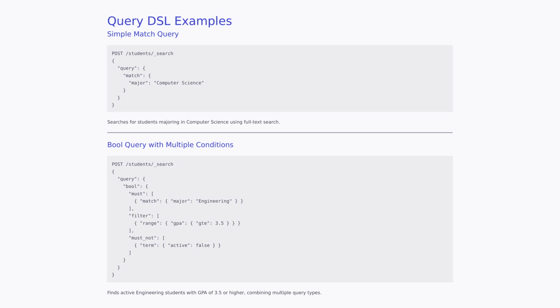Ever wondered how to find students majoring in computer science with a simple search? Just use the match query in the Query DSL. But what if you need to narrow down your results further? Enter the bool query, a powerful tool that lets you specify multiple conditions. Imagine effortlessly pinpointing active engineering students with a GPA of 3.5 or higher, all in one go. This is the magic of combining different query types. Precision meets efficiency in the world of Elasticsearch.